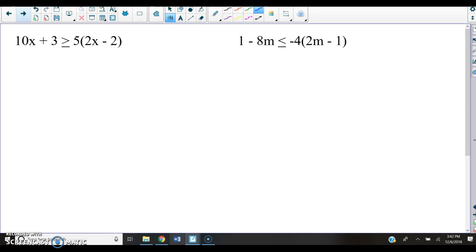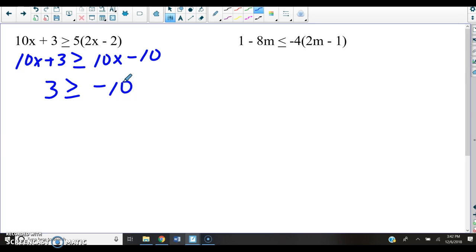A couple more to look at. We have some distributing to do on the right-hand side. Okay, so we got rid of parentheses. When we subtract 10x from both sides, we get negative 3, which is greater than or equal to negative 10. Well, it is greater than negative 10. There's no variable involved, so you got to decide, is it true or is it false? Here it is true. So x is any real number you could think of.